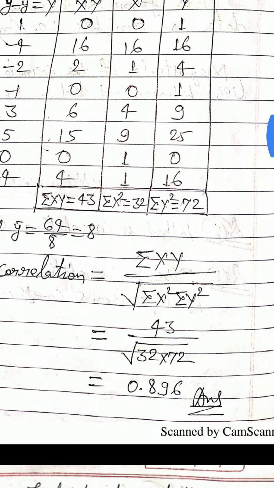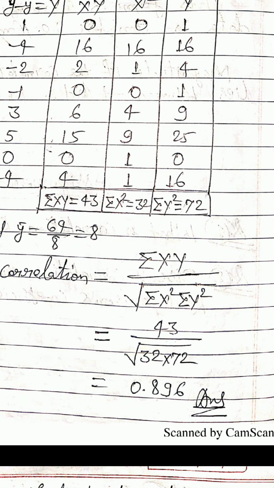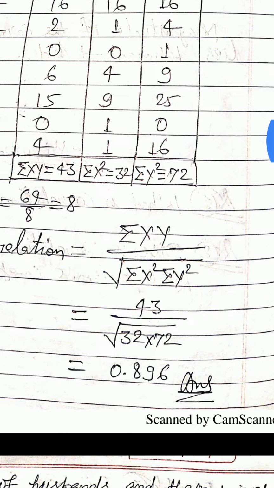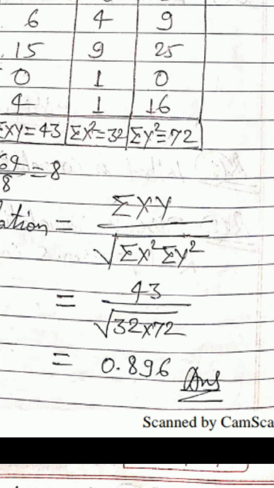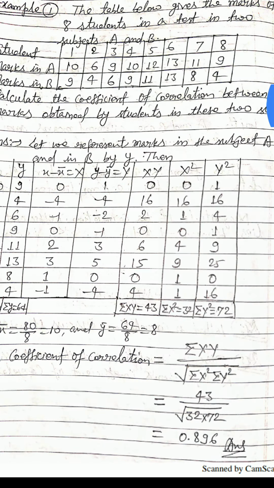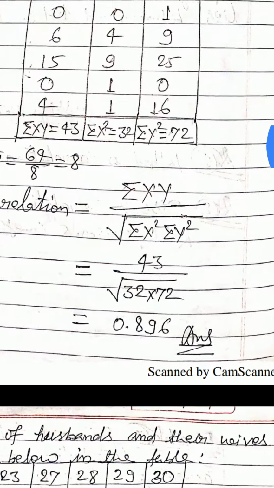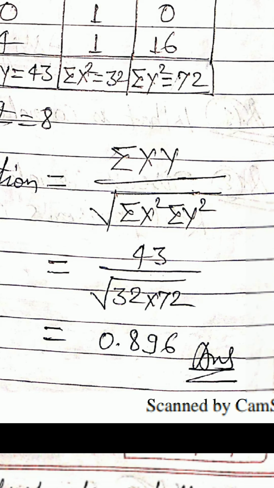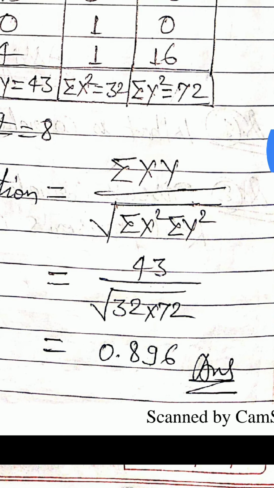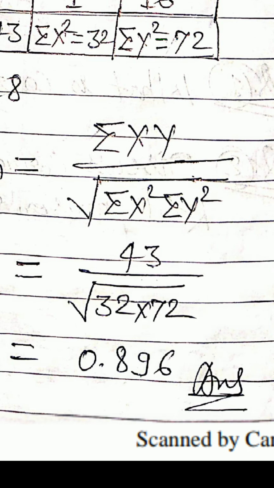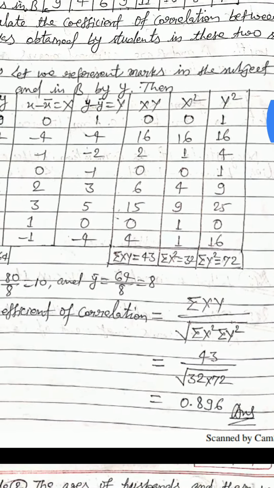That's the summation of capital XY by the square root of summation of capital X square into summation of capital Y square. So by the use of this we have to obtain it. What we need to find is the capital X and capital Y, and the capital X square and capital Y square. Okay, so according to our requirement we are going to draw the tables here.